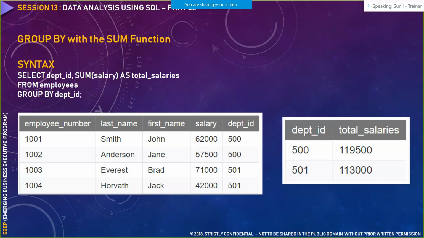If you see an example over here, we have two tables. We have a table employee and we have a table department. The syntax we are using here is select department ID, sum of salaries, we are adding up all the salaries as total salaries, from the employees table grouped by department IDs. So the final outcome that we see over here is this. This is the query we are firing, this is the table on which we are firing the query, and our outcome is this particular snapshot.